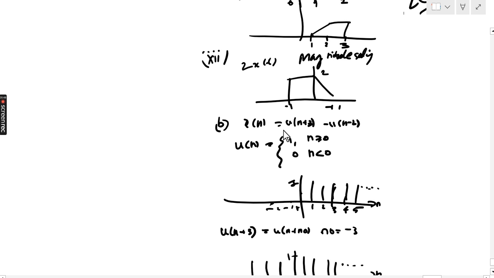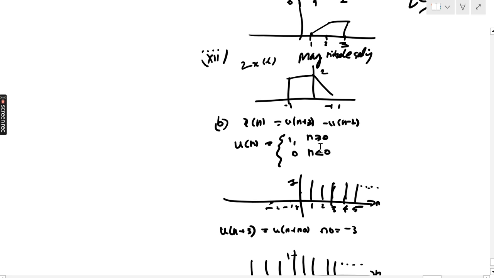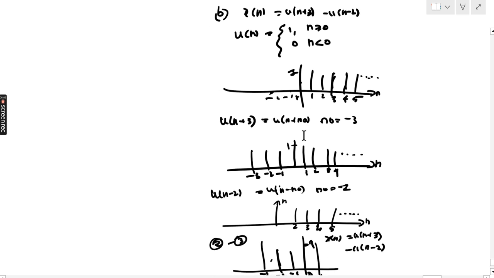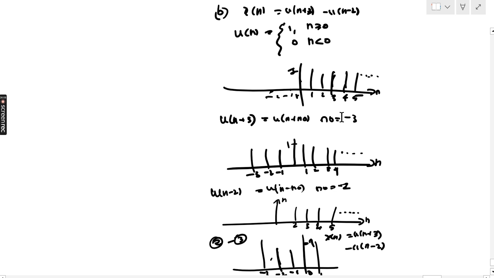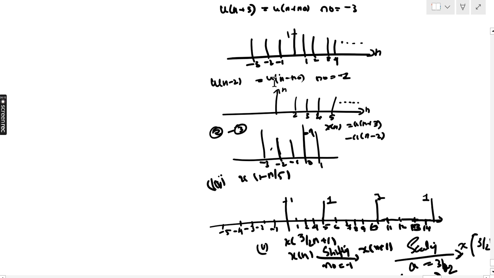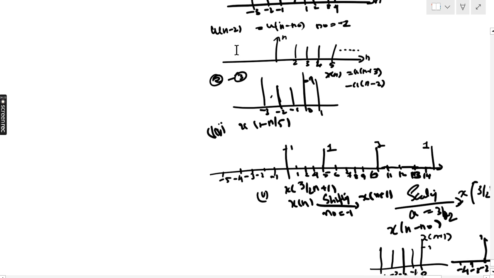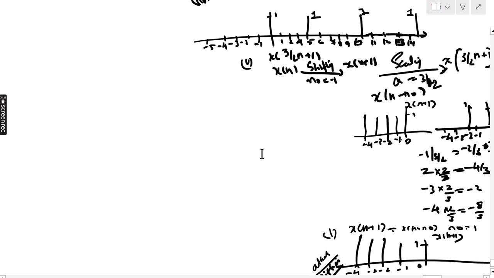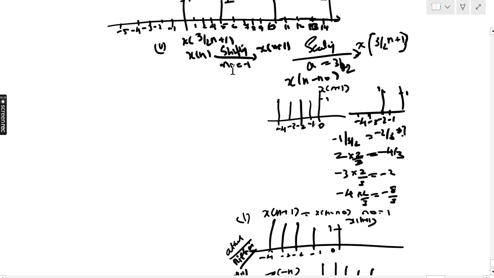It will be like this, and I say x of n, u of n plus 3 minus u of n minus 2, u of n. So x of n, taking from there, minus t minus 1, 1 by 1, 2, 3, 4, 5. u of n minus 3, minus 3, minus 2, minus 1, 1, 2, 3, 4. This is the graph.